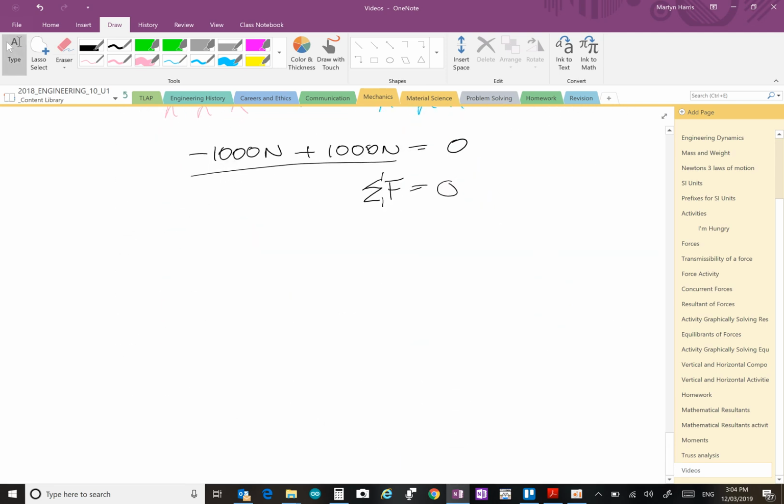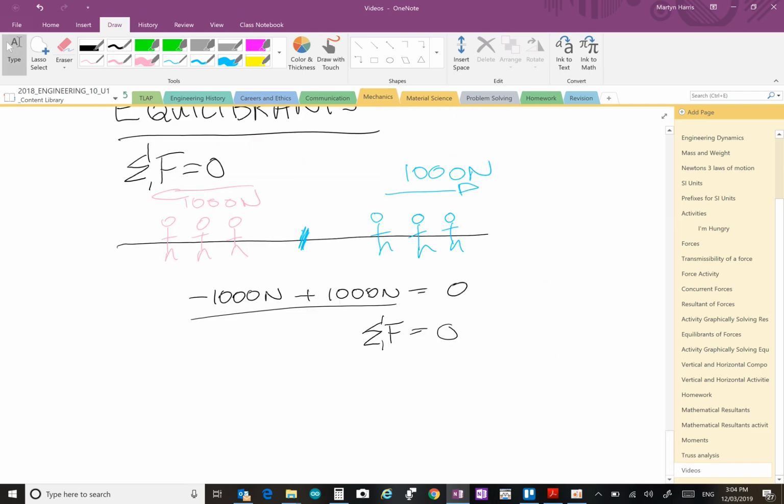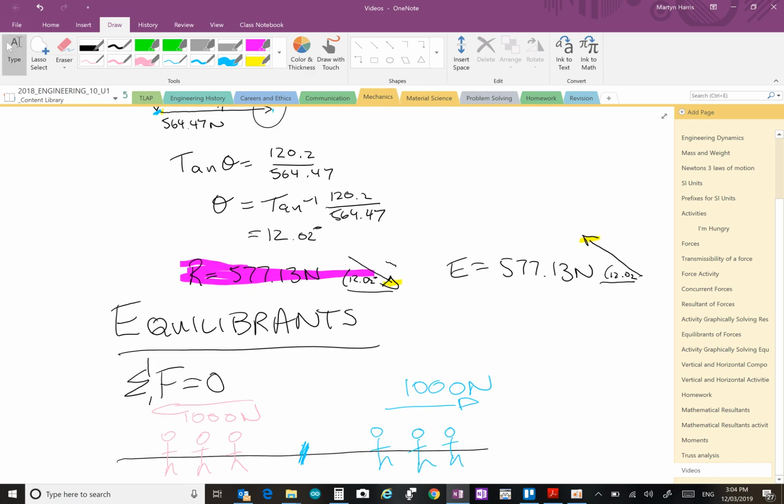So let me sort of digress. If you're asked to find the equilibrant force, you would just show the force going in the opposite direction. If you wanted the resultant, then obviously that's going to be the resultant there. So they're very similar. Essentially, one is the resultant of those forces added together, and one is equaling them out. So they have a sum of all forces equals zero.